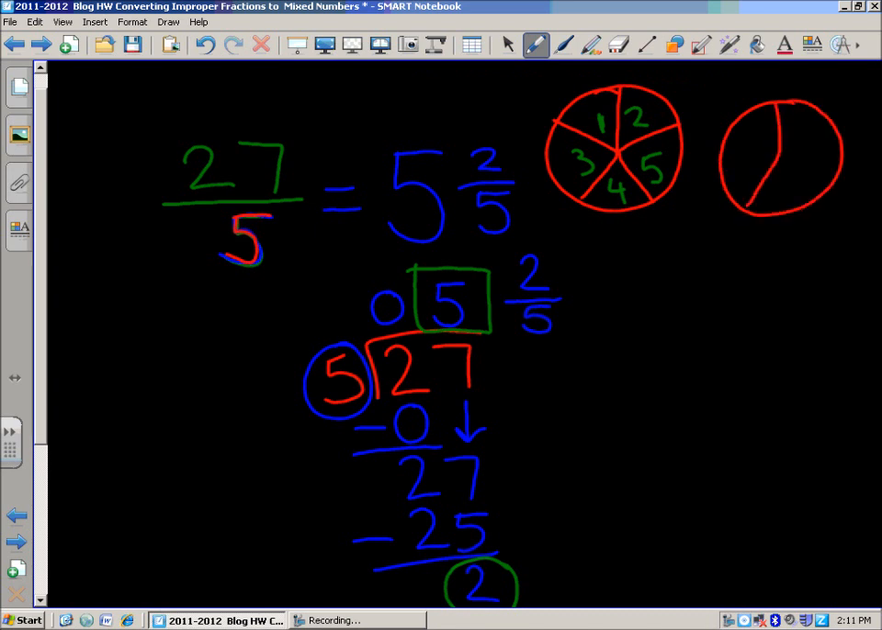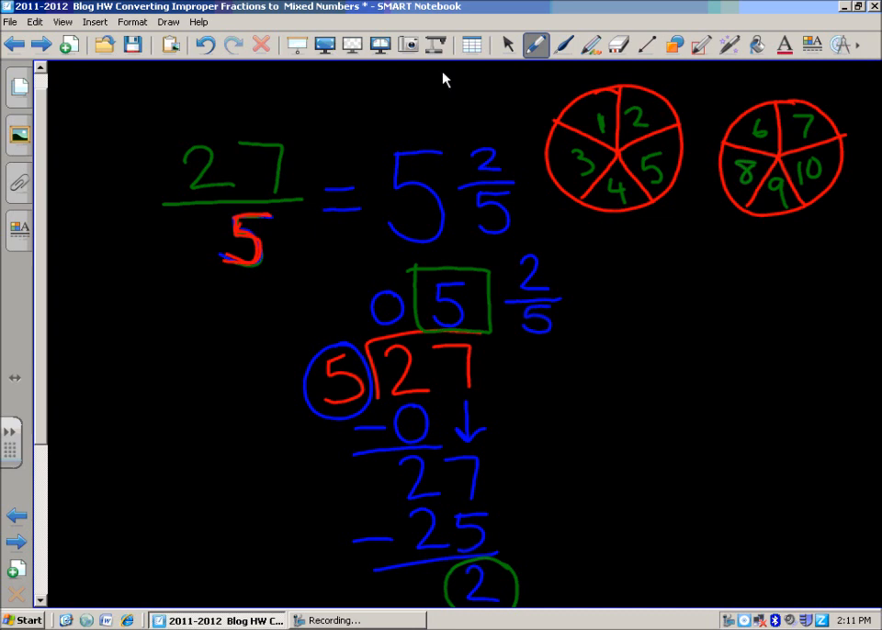And remember, they all need to be divided according to that denominator over there. And again, our denominator is 5, so we'll divide our pie into 5 equal parts. And now, you can see that we would have, all right, there's 6, 7, 8, 9, 10, and then we have to get to 27.